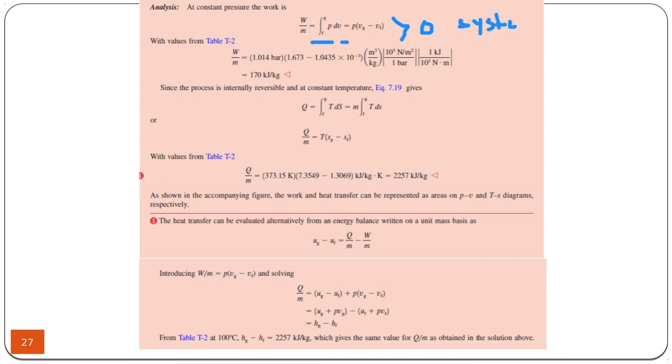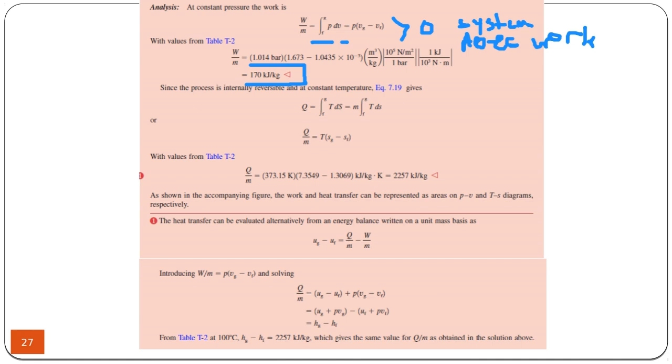So when the system does work on the surroundings, it's taken as positive. When the surroundings do work on the system, it's taken as negative. So in this case, it's a positive work. So you can see that the work during the expansion of the piston is 170 kilojoules per kilogram.